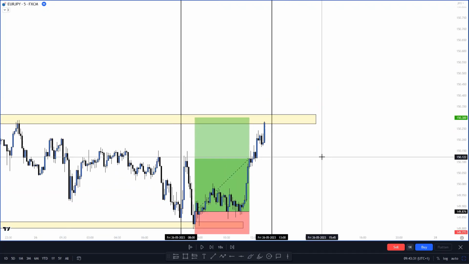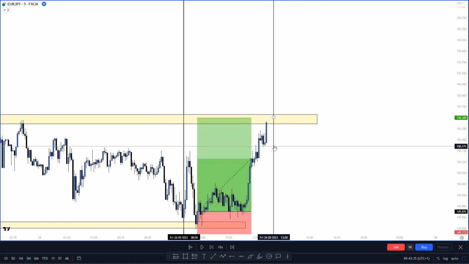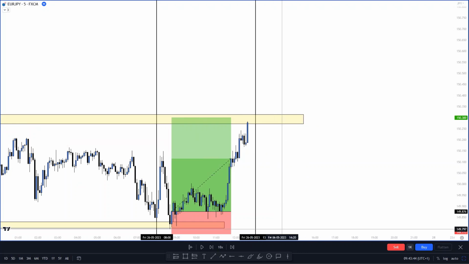So the person in the US, they've seen London's pushed to the upside. The bias is still bullish. It's 15 minutes before the session. Am I ready to start taking trades? I'm just looking at EJ. I don't care what any other pair does. I'm just looking at EJ. Am I going to be able to take my trade?